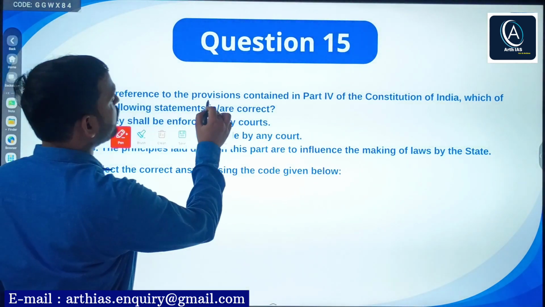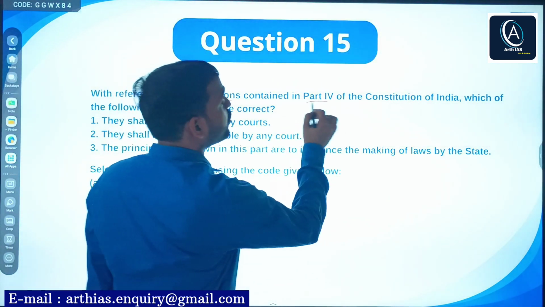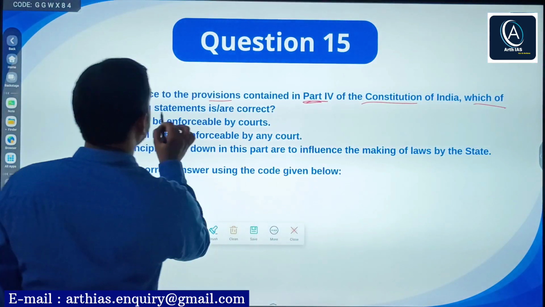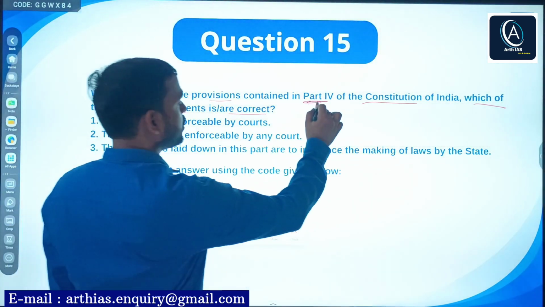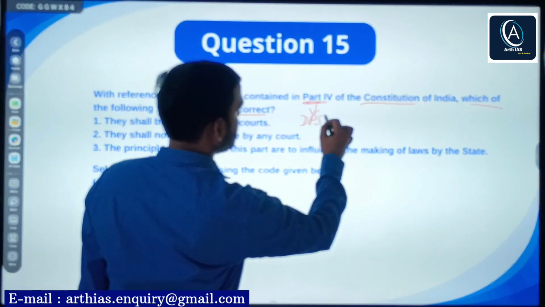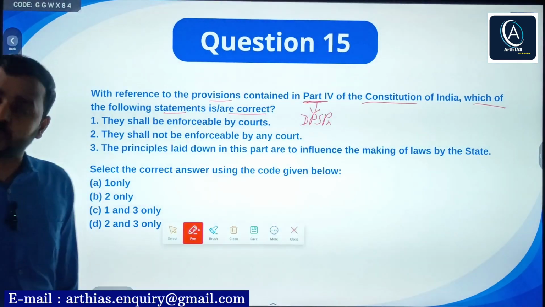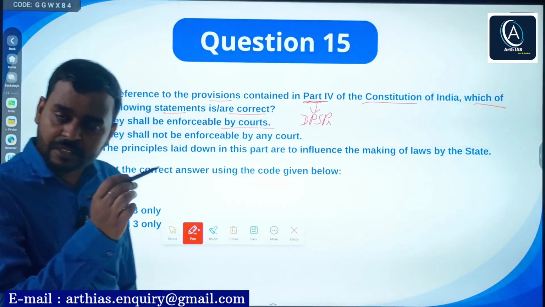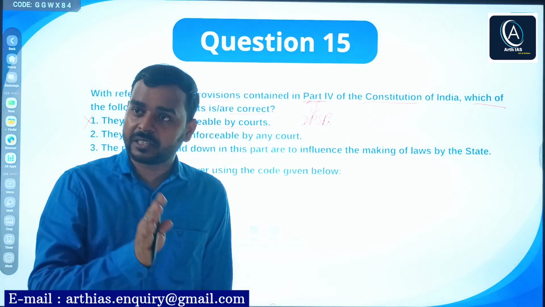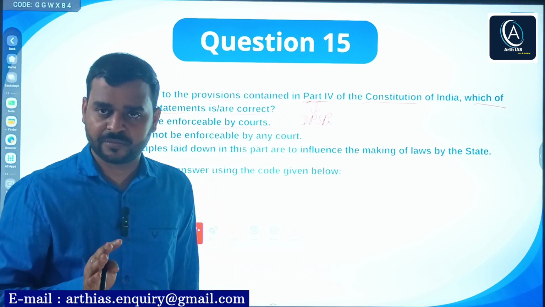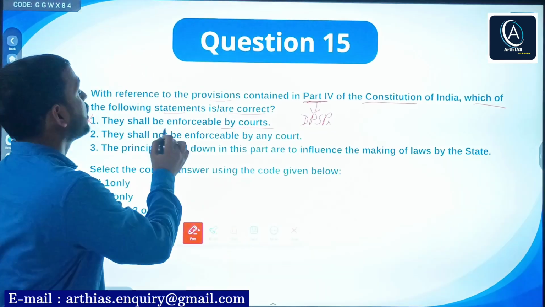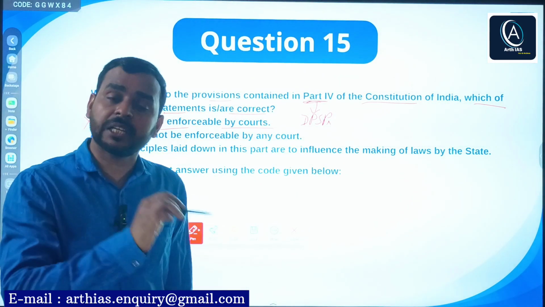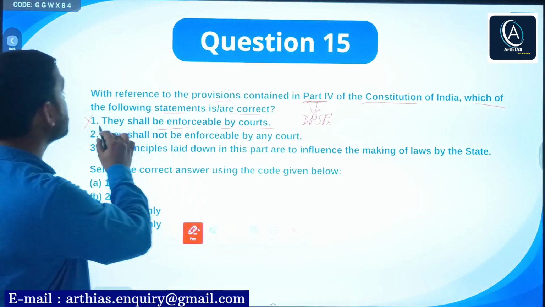With reference to the provisions contained in Part 4 DPSP of the Constitution of India, which of the following statements is or are correct? Part 4, what is it? As I told you, it is DPSPs, Directive Principles of State Policy. It says they shall be enforceable by courts. No, DPSPs, fundamental duties, preamble, they are non-justiciable in nature. Means they cannot be enforceable in the court of law. So this statement is incorrect.